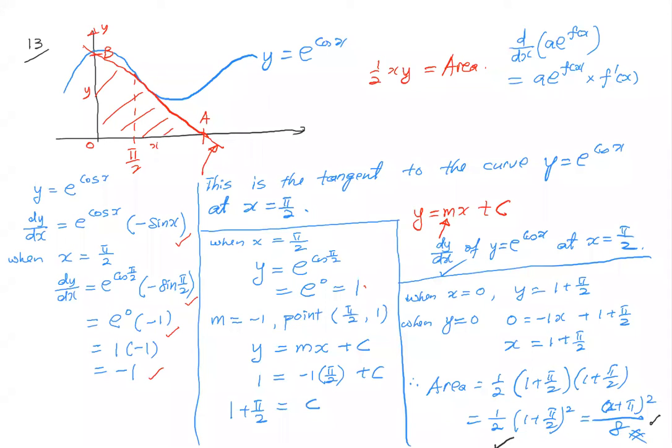Okay, this one, I find the y. I sub into y equals mx plus c. So this is actually the y-intercept. That's why I say when x equals 0, y is this. When y equals 0, I sub into y equals mx plus c, and I also get that. So from here to here, the length is 1 plus pi by 2. From here to here, the length is also 1 plus pi by 2. So I use the equation of a triangle area, then I got the answer.